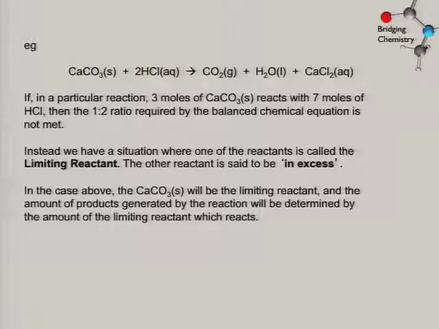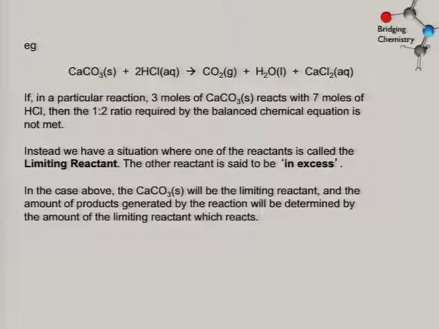So if we write an s after CaCO3, that means it's a solid. If we write aq after the HCl, that means HCl in water. And then you've got CO2 gas. The g in brackets we saw yesterday, that means a gas. The l after the water means a liquid. And then you've got aqueous calcium chloride. So again, calcium chloride dissolved in water.